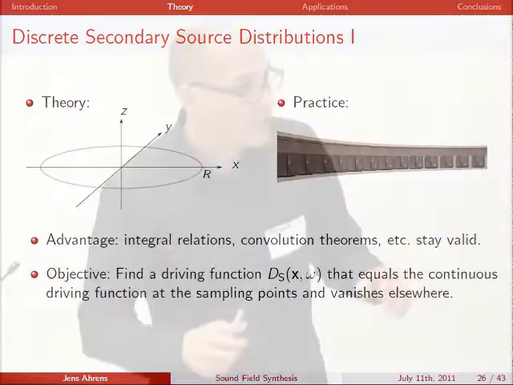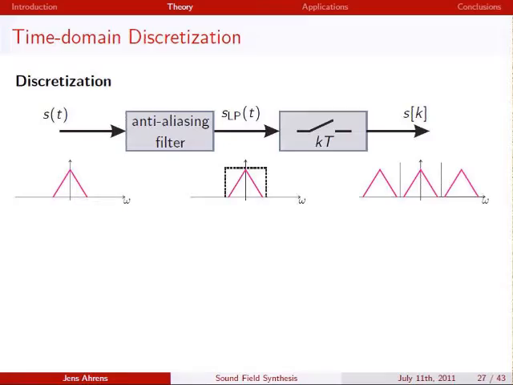And we just need to find a new driving function that equals the continuous driving function at the sampling points and vanishes elsewhere. This is exactly what is done in the analysis of, for example, the discretization of a time continuous signal. And in order to emphasize the relationship to this time domain sampling, I want to quickly review the process.